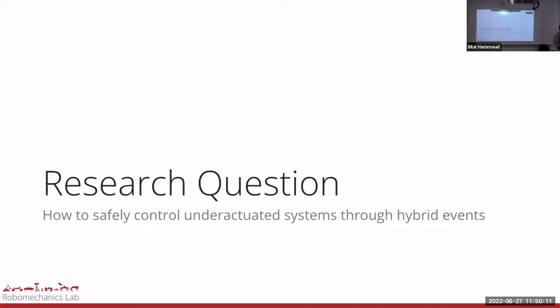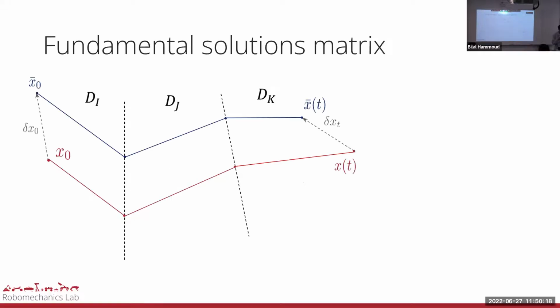So I'll spend a reasonable amount of time talking about what it means to be safe or risk averse in these ways. And the way I'm doing it here is with something called the fundamental solutions matrix. So I'll try to illustrate this with this red trajectory here, starting at some x naught, and comparing it with some perturbed initial condition x bar, right?